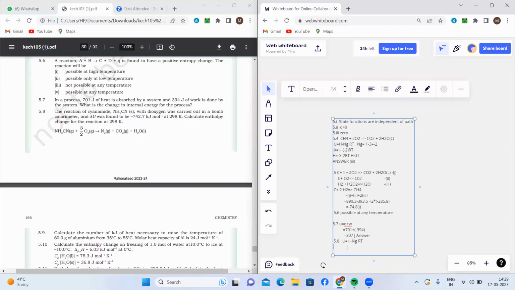So this is the formula, and we have to calculate enthalpy change for the reaction. Enthalpy is basically H. So let me write it this way. H is equal to U plus delta NgRT. So let me calculate it for you. We have been given that U is given to us as -742.7. So let me use it, -742.7 plus delta NgRT, and we have been given the reaction.